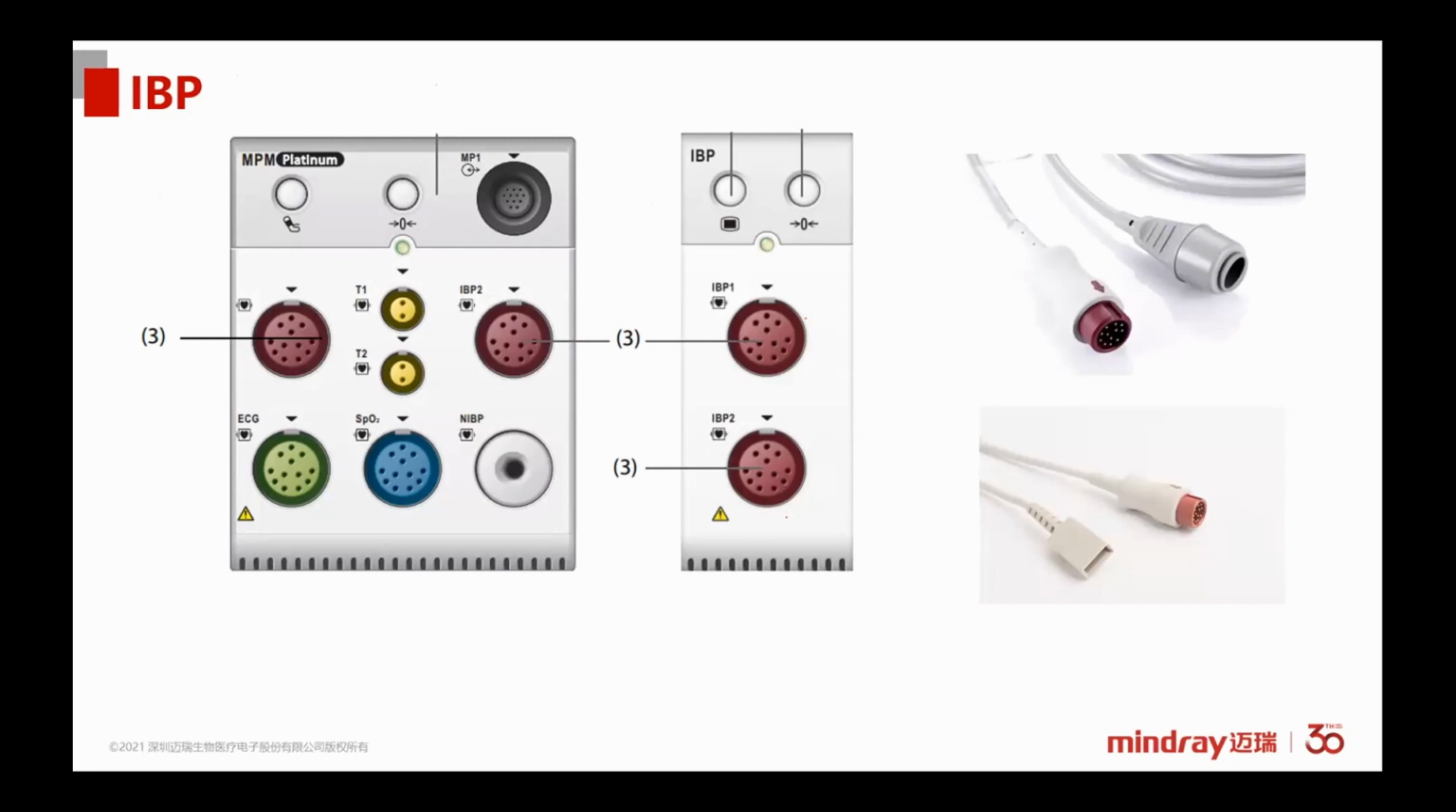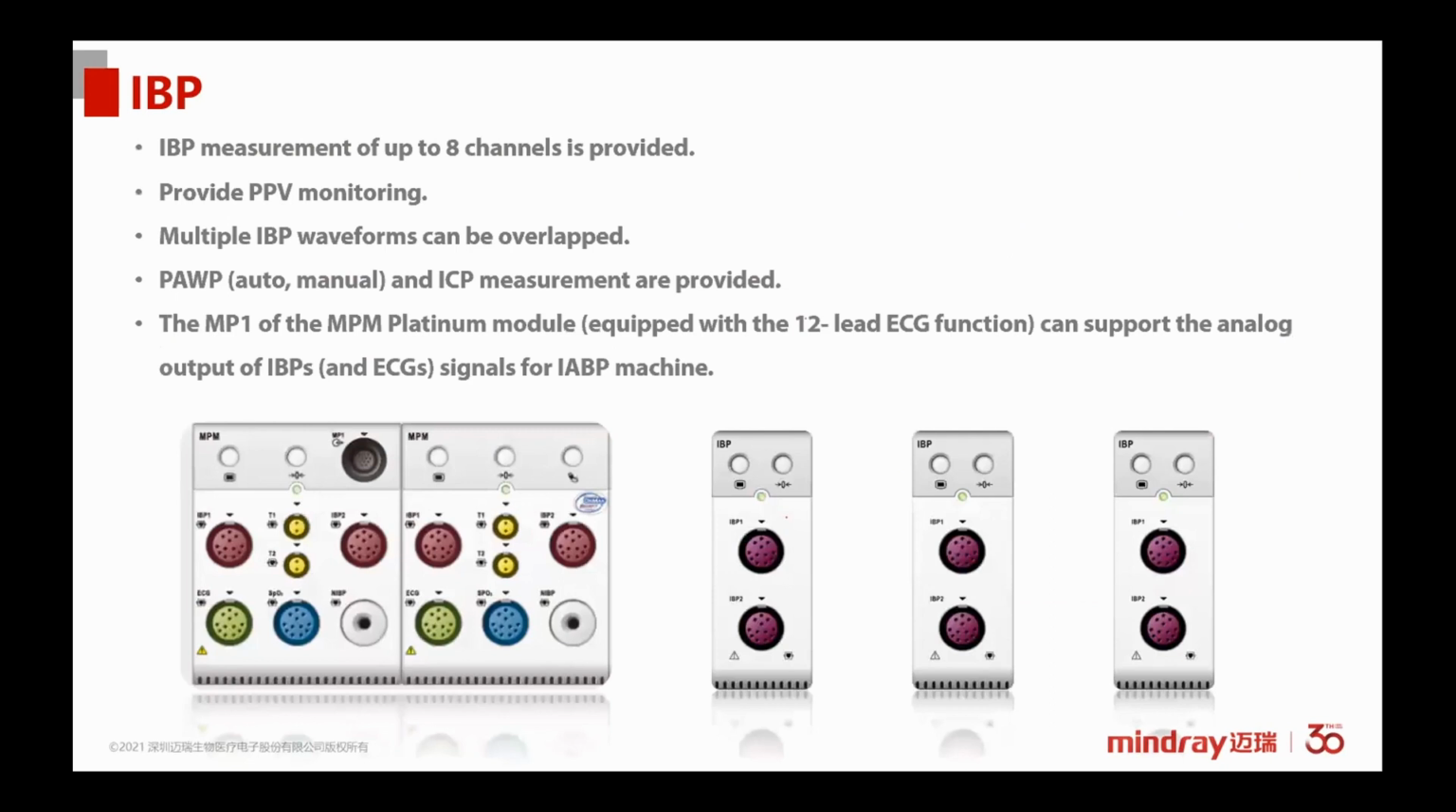Okay, IBP monitoring is also implemented by the MPM module or the single slot dual channel temperature IBP module. The monitor can provide IBP measurement results of a maximum of 8 channels. How can we use 8 channels? We need to use 1 MPM module and 3 IBP modules, like this. IBP measurement is applicable to adult, pediatric, and neonate. And PAWP is only for the adult and pediatric, not for the neonate.